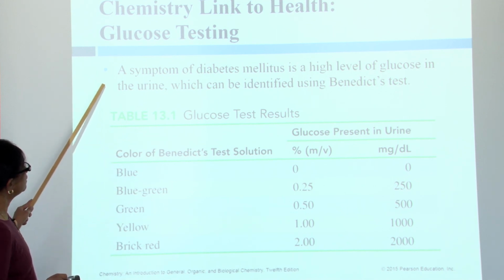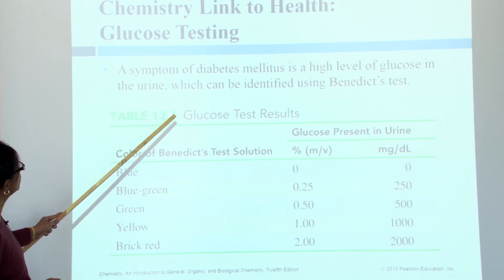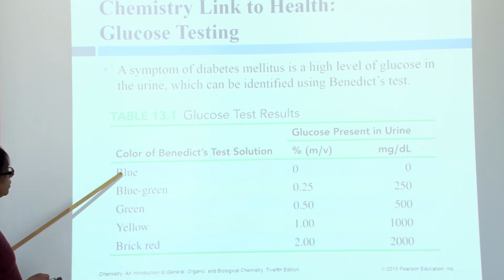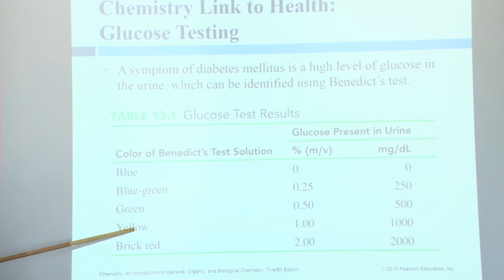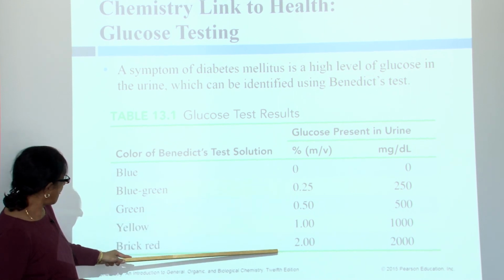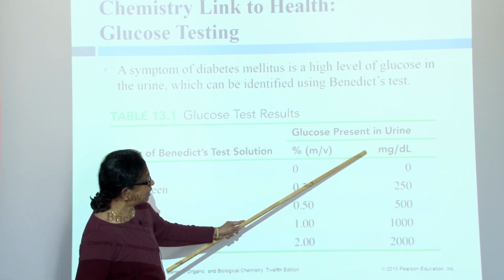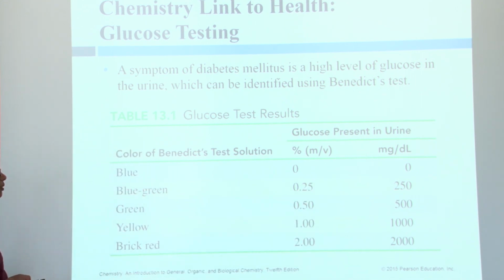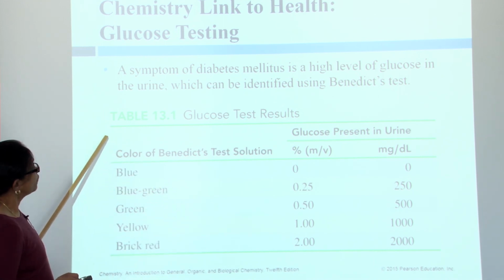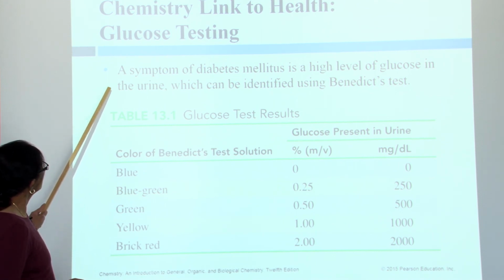Now this is again an extension of what we were discussing. A symptom of diabetes is a high level of glucose in the urine, which can be identified using Benedict's test. The colors of the Benedict solution correspond to the presence of glucose in urine. Brick red is 2,000 milligrams per deciliter, 1,000 milligrams when it's yellow, 500 to 50, then 0. These are important values for an initial urine test for glucose.